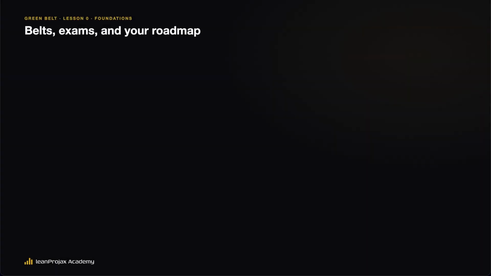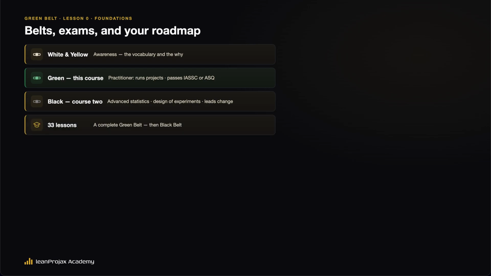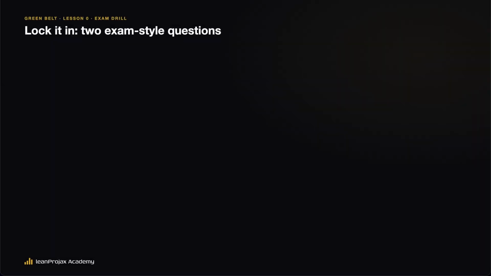A quick word on certifications. White and yellow belt cover awareness. Green belt, our first course, makes you a practitioner. You'll run projects and pass either the IASSC or IASSC exam. Black belt goes deeper: advanced statistics, design of experiments, and leading change. This channel takes you through green belt first, 33 lessons, then black belt. Every lesson ends with real exam questions, and where the 2 exam bodies differ, I'll flag exactly what each one tests. Let's lock in today's lesson.